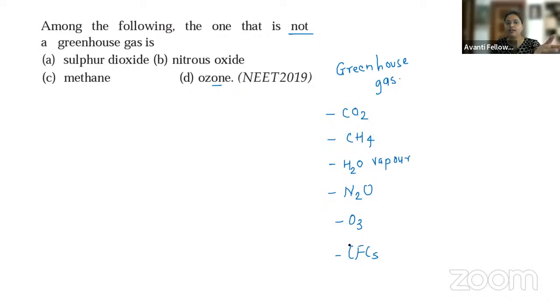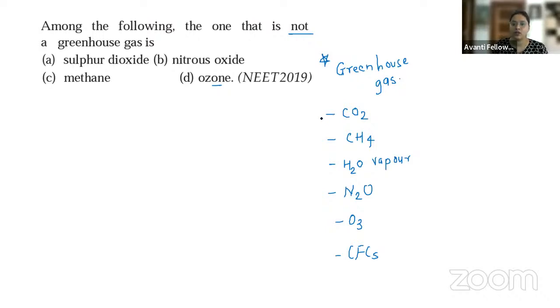Okay, among these ABCD, which gas is not present in this list? Can you tell me now? Very easy right now. I have shown you all the greenhouse gas. So remember these gases. Okay, ये list बना लो, अच्छे से notes में लिख लो. These gases are greenhouse gas. Other than these gases, the gas will be what? Not a greenhouse gas. Okay.